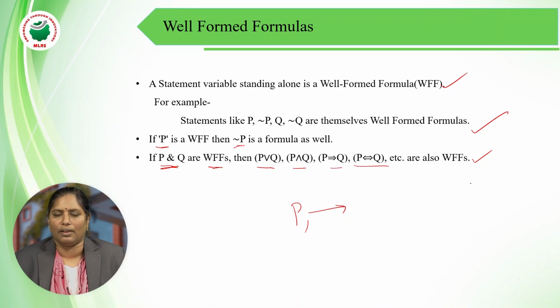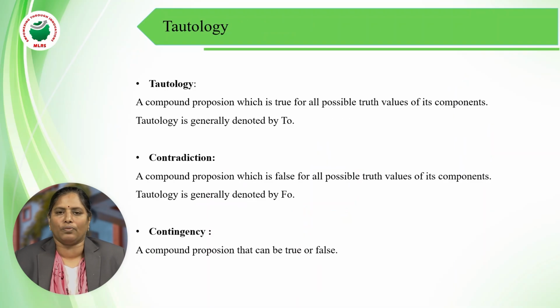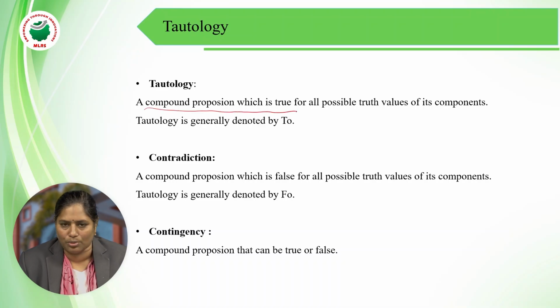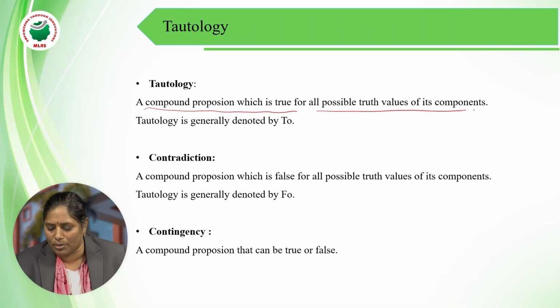By using these well-formed formulas, we can identify three definitions: tautology, contradiction and contingency. Now see the definition of a tautology statement. Tautology means a compound proposition which is always true for all the possible components of a statement. It is a compound proposition which is true for all possible truth values of its components.